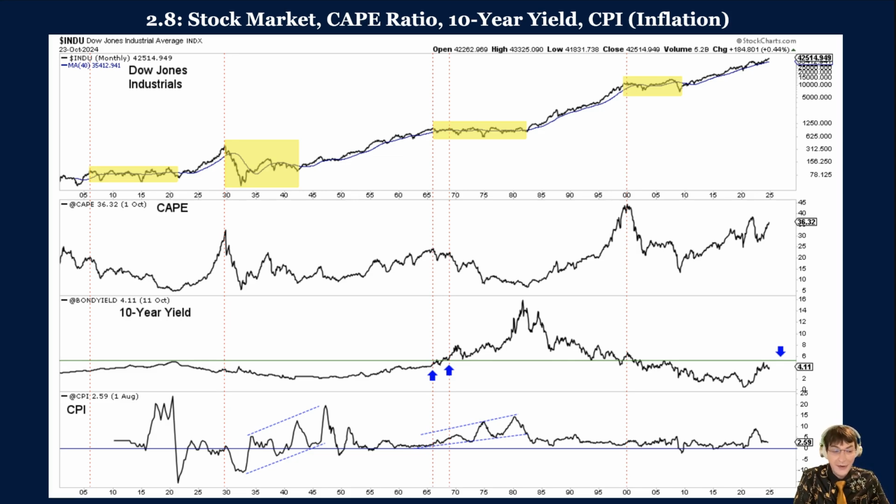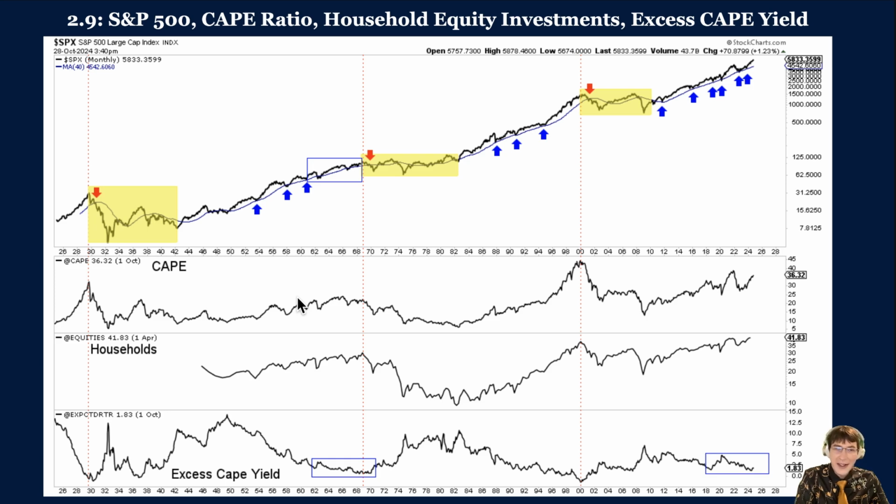In Figure 2.9, we plot the S&P 500 along with several data sets: the CAPE ratio, household equity investments as a percentage of all assets, and Professor Shiller's excess CAPE yield, which is an estimate of total real return per annum over the next 10 years. That is presently at 1.83%. Many have observed that household equity investments have an even stronger inverse correlation to future equity market returns than the CAPE ratio. It is currently at an all-time high, surpassing the peaks in 2000 and 2021.